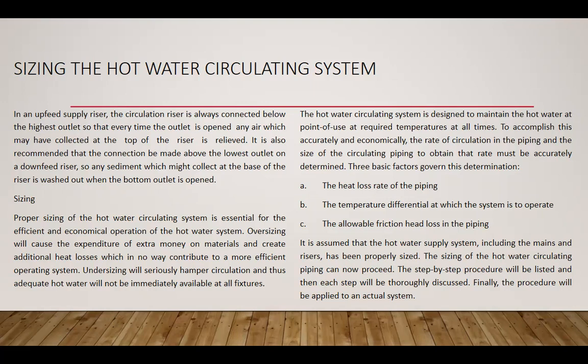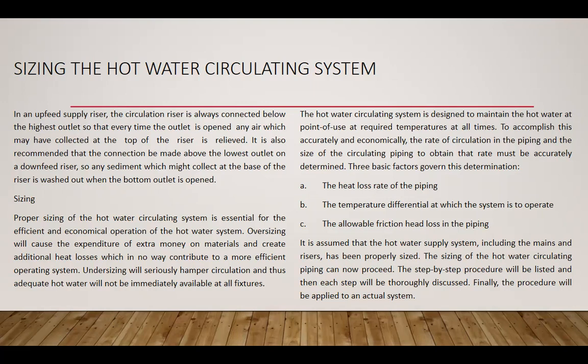The hot water circulating system is designed to maintain the hot water at the point of use at required temperature at all times. To accomplish this accurately and economically, the rate of circulation in the piping and the size of circulating piping to obtain that rate must be accurately determined.